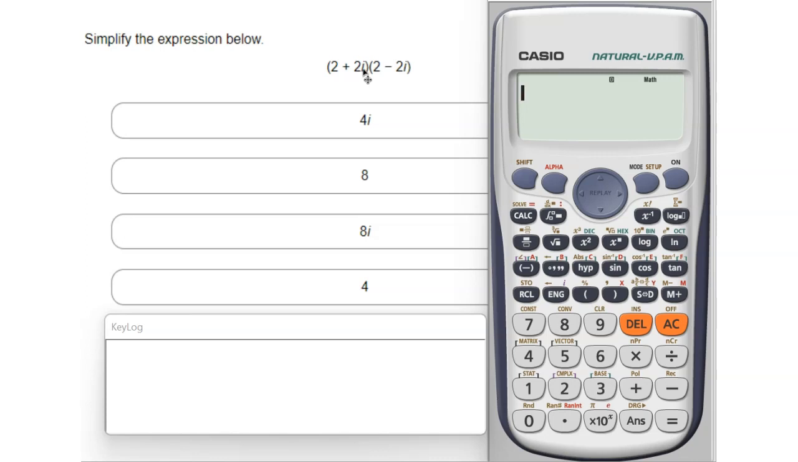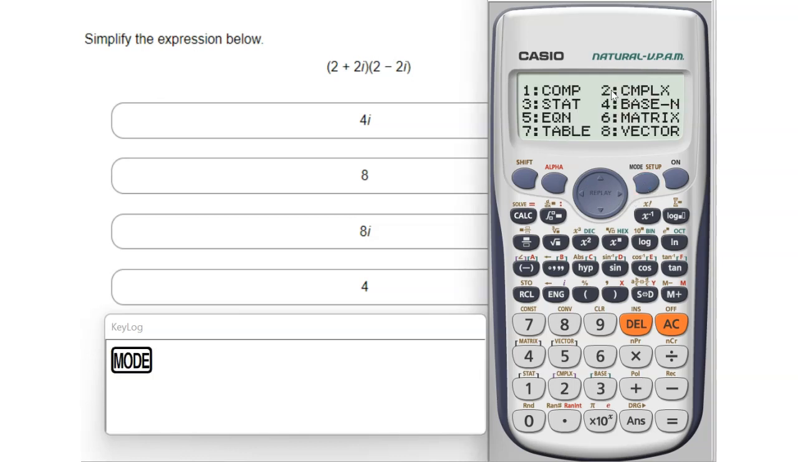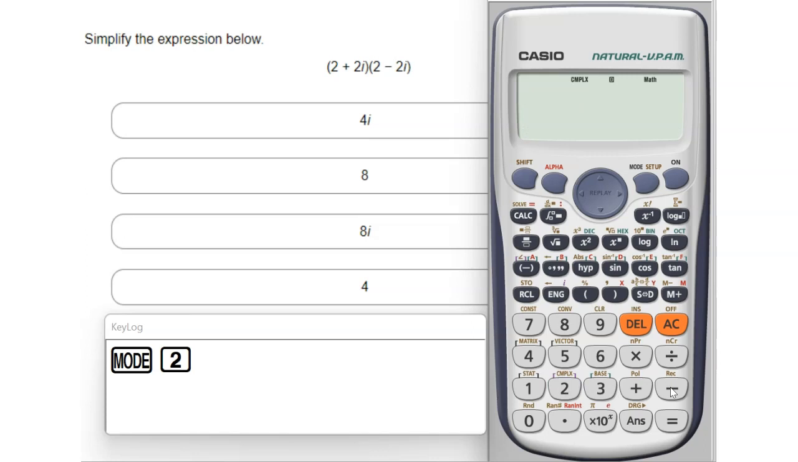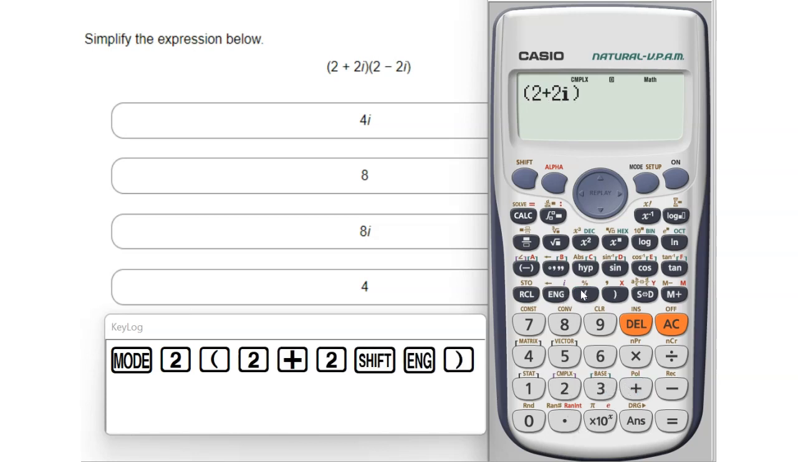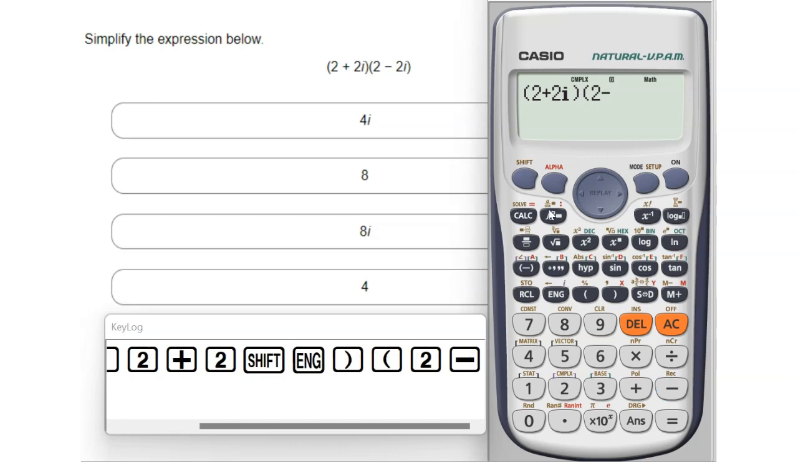Before you can get the i, which stands for the imaginary number, you need to go to the mode and change it to complex, which is option 2. That's the first thing that we have to do. Now let's go ahead and simplify the expression. We pick our parentheses, 2 plus 2i, close it, 2 minus 2i. And boom, you're done. Got your 8.